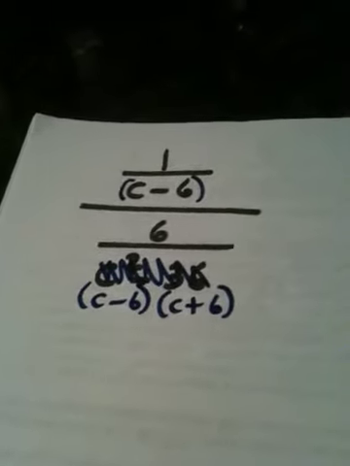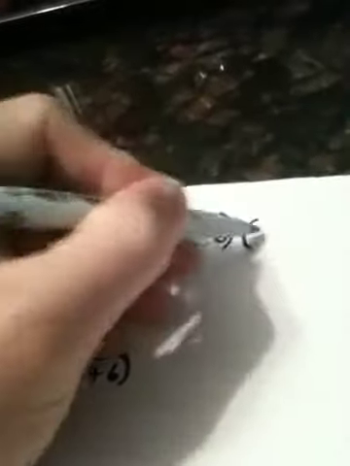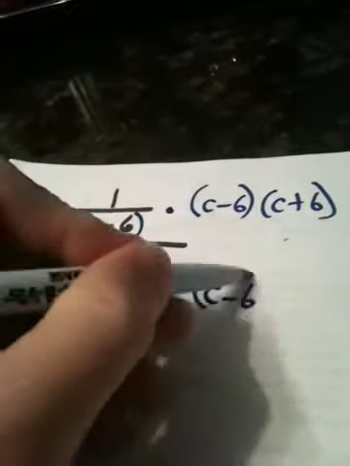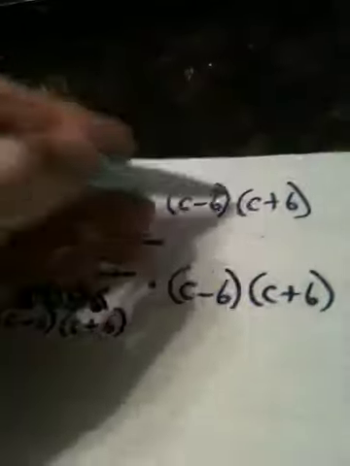Now, once we've factored, we can see that the LCD has two things in it. It has c minus 6 and it has c plus 6. So bam, I multiply the top by c minus 6, c plus 6, and what I do to the top, bam, I also do to the bottom. So we multiply numerator and denominator by the same thing.